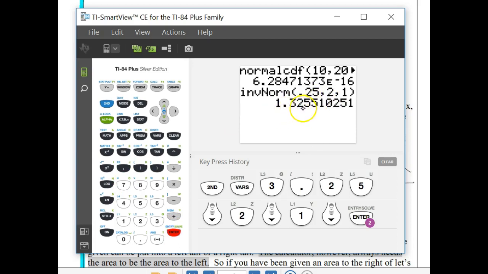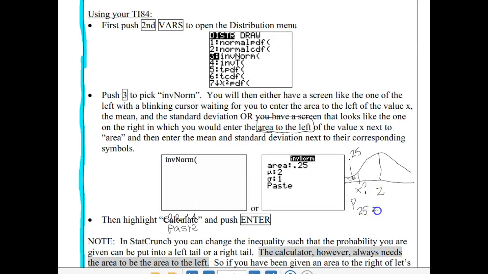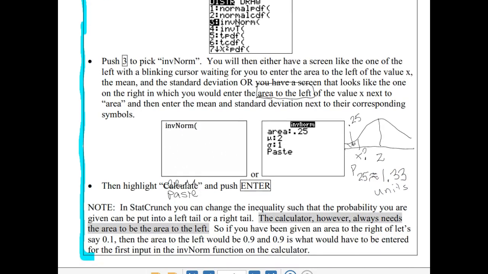Okay, so this gives us the number 1.33 about, if we round that off, which means this 25th percentile, this value of x that was 25% of the way into the distribution, would be about 1.33, and then whatever units our data set had. Okay. So the note at the bottom is important, but again, we will be always using the calculator for these.